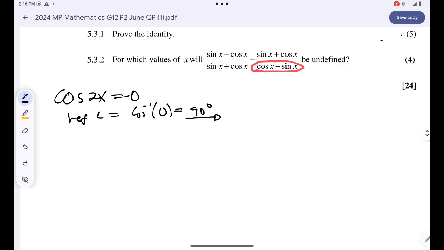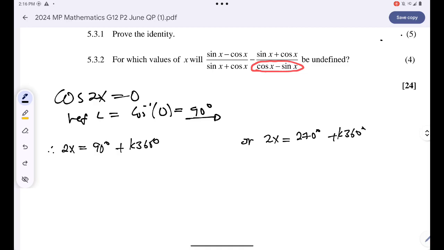So I'll simply say, therefore, in the first quadrant, 2x will just be equal to 90 degrees, which is my reference angle, plus k 360 degrees. Or in the fourth quadrant, 2x will just be equal to 360 minus 90 degrees, which is just 270. Because in the fourth quadrant, I express my angle as 360 minus. So it will be just 270 degrees plus k 360.